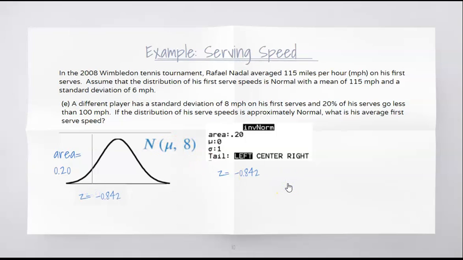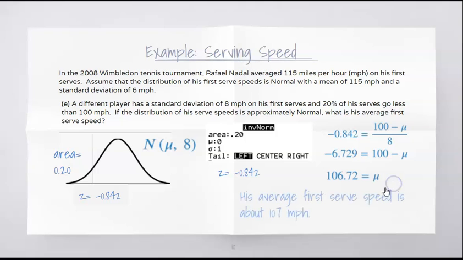So I'm going to take that value and plug it into my z-score formula. So I have a z-score, I have the observation, and I have the standard deviation. This way I can solve for the mean. So if I multiply both sides by 8, I get this. Then I need to subtract 100 and multiply by negative 1. That gives me a mean value of 106.72.